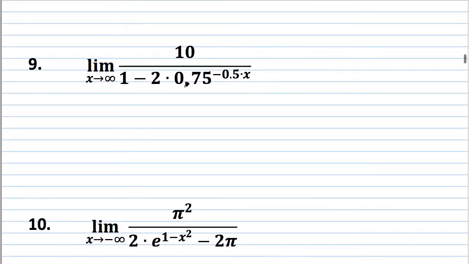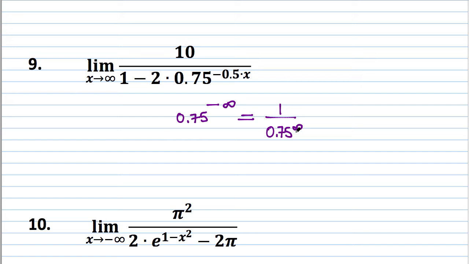For number 9, we have now a little bit more of a fraction, but we're still just going to look at this exponential part first. So we have 0.75, so all of a sudden we have now a base that is less than 1, and we're raising it to the negative 0.5x. So we don't really care about the 0.5 too much, but we do care that the x is negative. So when I go to positive infinity, and I plug in a positive infinity, I'm raising this to the negative infinity power. So this is the same as 0.75 raised to the positive infinity in the denominator.